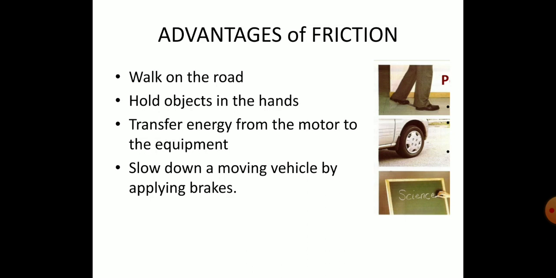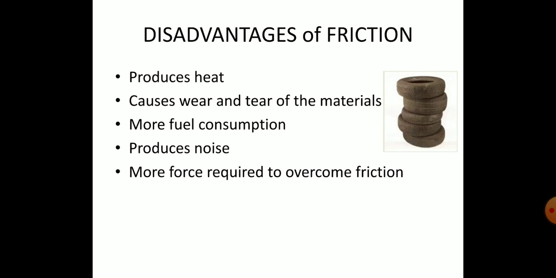Then, we can transfer the energy from the motor to the equipment. Take the example of the wheels of the car. The car has to slow down when the brakes are applied. So when we apply the brake, the car will slow down only after sliding on the road surface. So the advantages of the friction are, we have these examples: to walk on the road, to hold the objects, and to slow down the moving vehicle.